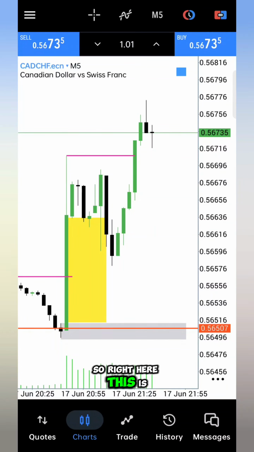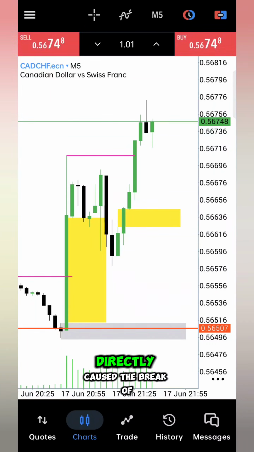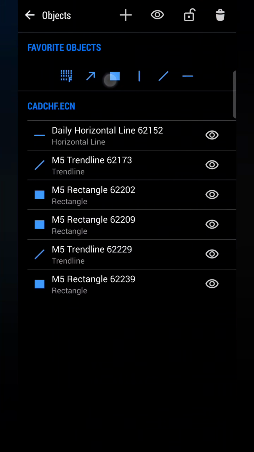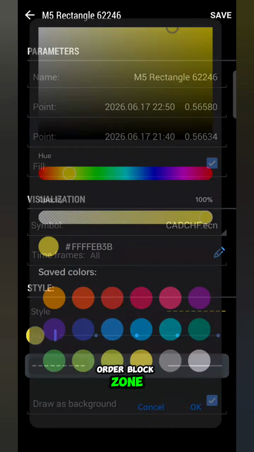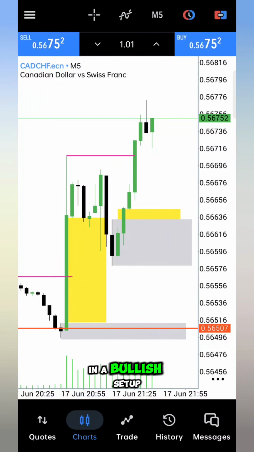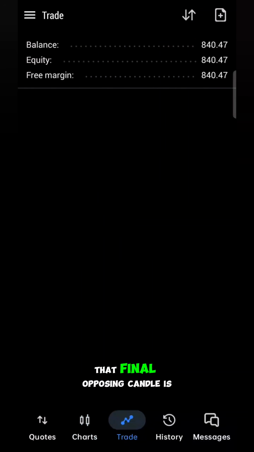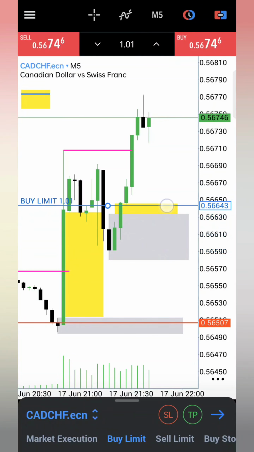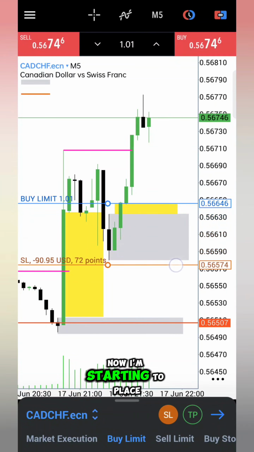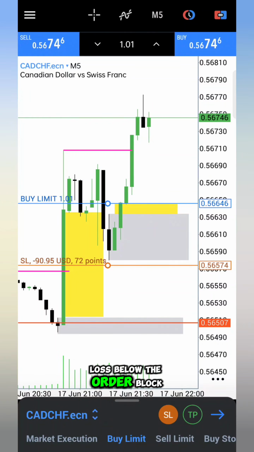So right here, this is the fair value gap. And this imbalance is what directly caused the break of structure. And sitting directly under this fair value gap is the order block zone. And here's how we identify it in a bullish setup. The order block is the last bearish candle before the bullish move begins. That final opposing candle is where smart money place their buy orders. Now I'm starting to place my pending buy orders, and I'll put my stop loss below the order block zone.